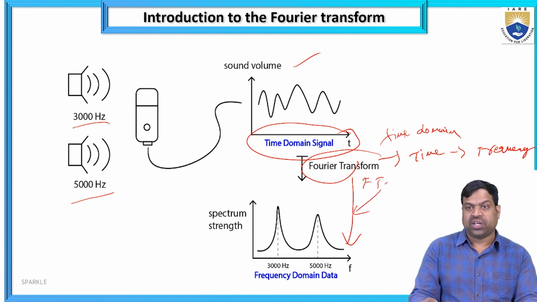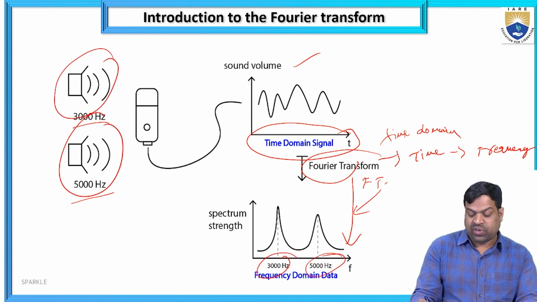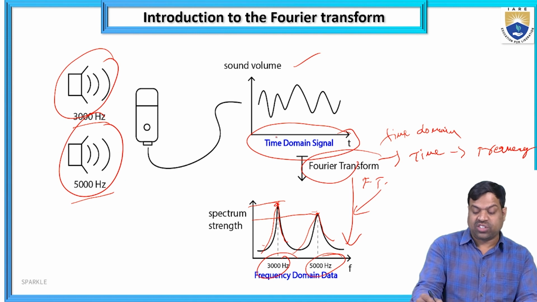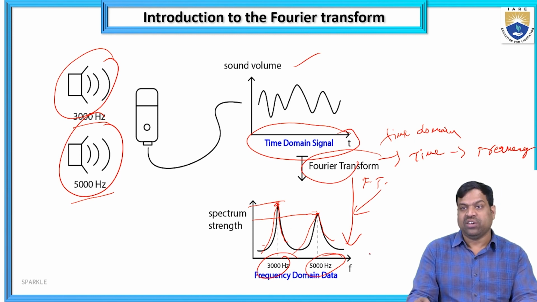So what is the input here? 3000 and 5000 are the input values. For this 3000 and 5000, what is the frequency? The frequencies are like this. For 3000 it is like this, for 5000 it is like this. So there are different levels. It is a first level and a second level. So that is the spectrum strength. So it is a frequency domain and a time domain. Inputs are 3000 Hz and 5000 Hz in the time domain. When I am going to the frequency domain, the 3000 and 5000 Hz levels are like this, when I am applying the Fourier transform.